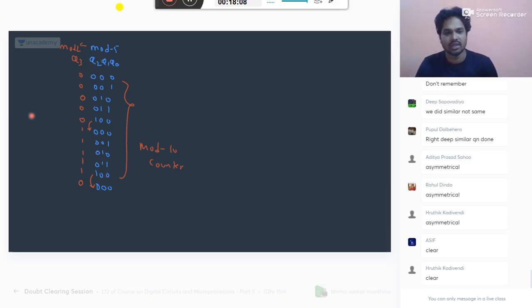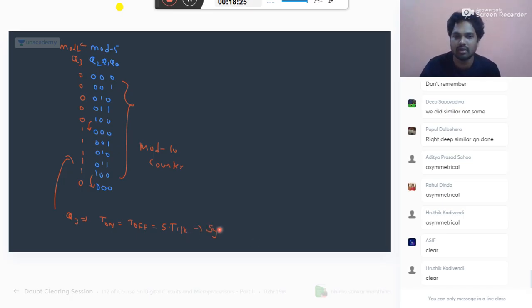Now you observe here Q3. In the Q3, what is the advantage here? On time is equal to off time, equal to how much? 5 time periods of the clock. So it is what we call symmetrical.